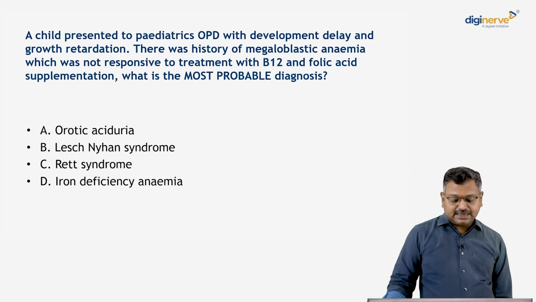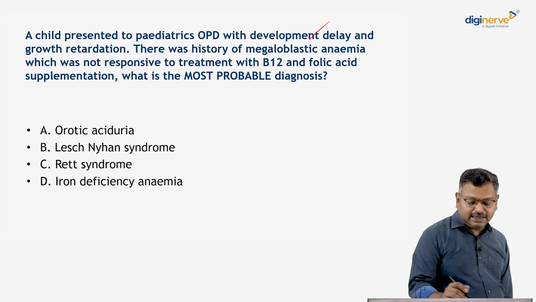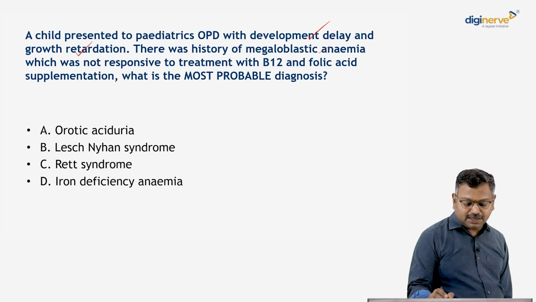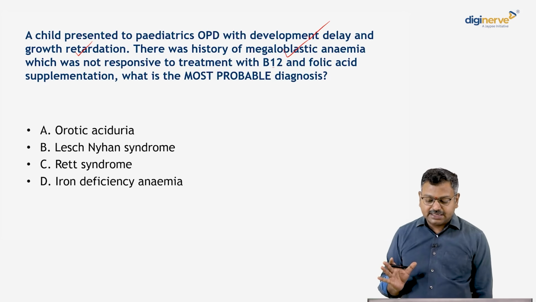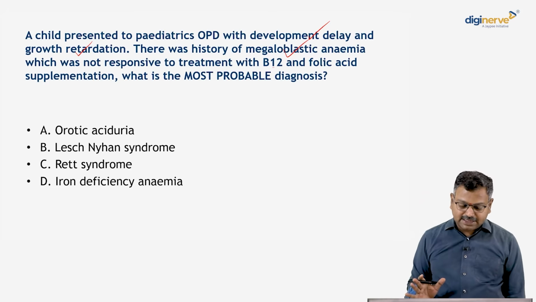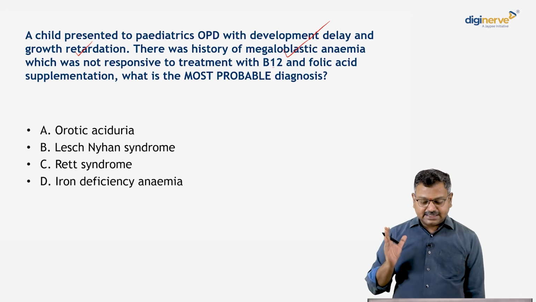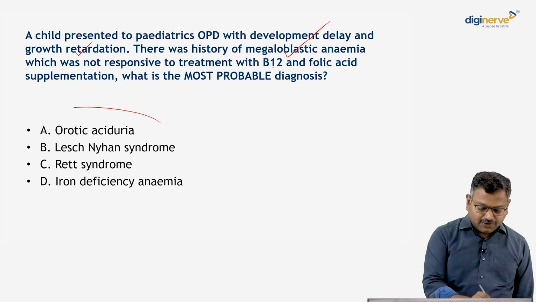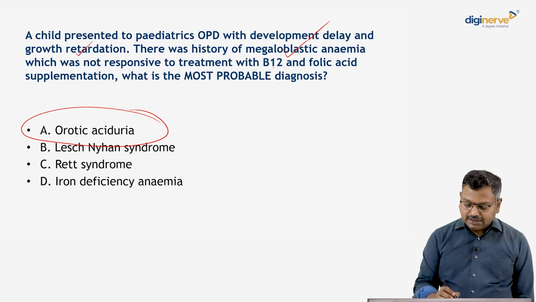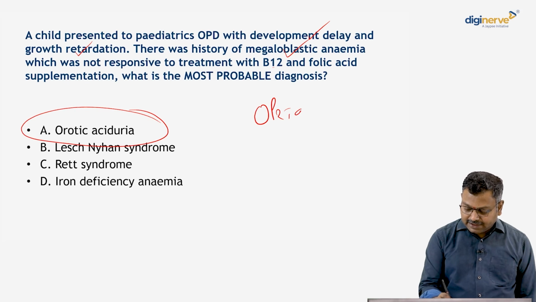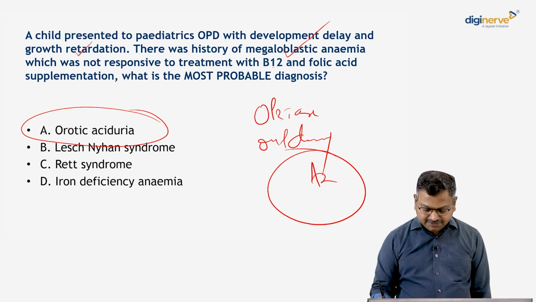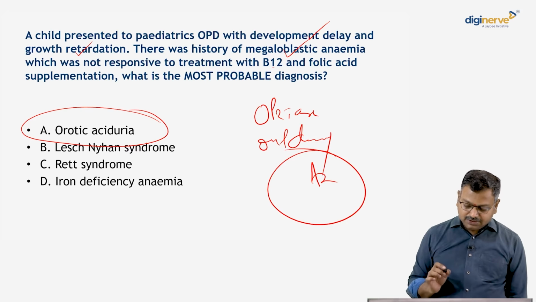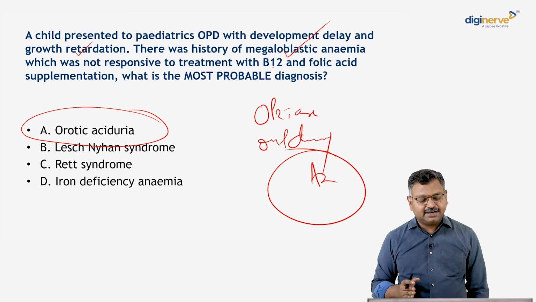Now the child has come to the pediatric OPD with developmental delay and growth retardation. There is megaloblastic anemia which is not responsive to vitamin B12 and folate. Now what is this condition? Now severe megaloblastic anemia with growth retardation is very characteristic of orotic aciduria. That's due to the enzymes OPRTase and OMP decarboxylase. It's an autosomal recessive disorder that manifests like this. Remember, it's a urea cycle enzyme that is getting defective.